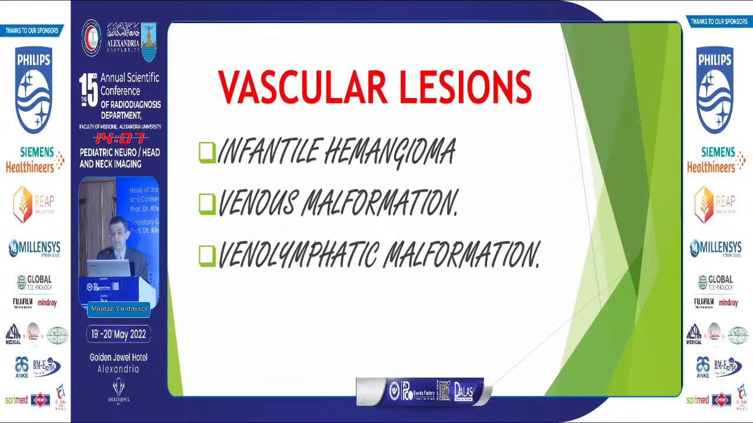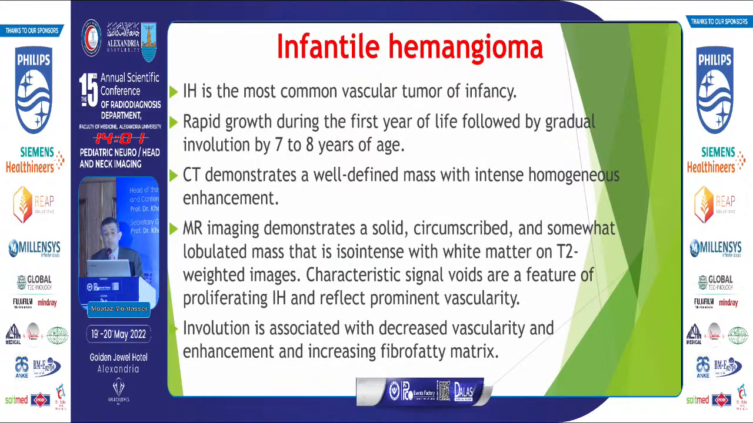Vascular lesions include infantile hemangioma, venous malformation, and venolymphatic malformation. Infantile hemangioma or capillary hemangioma is the most common vascular tumor of infancy. It has a proliferating phase during the first year of life. Then involution occurs by the age of 7 to 8 years.